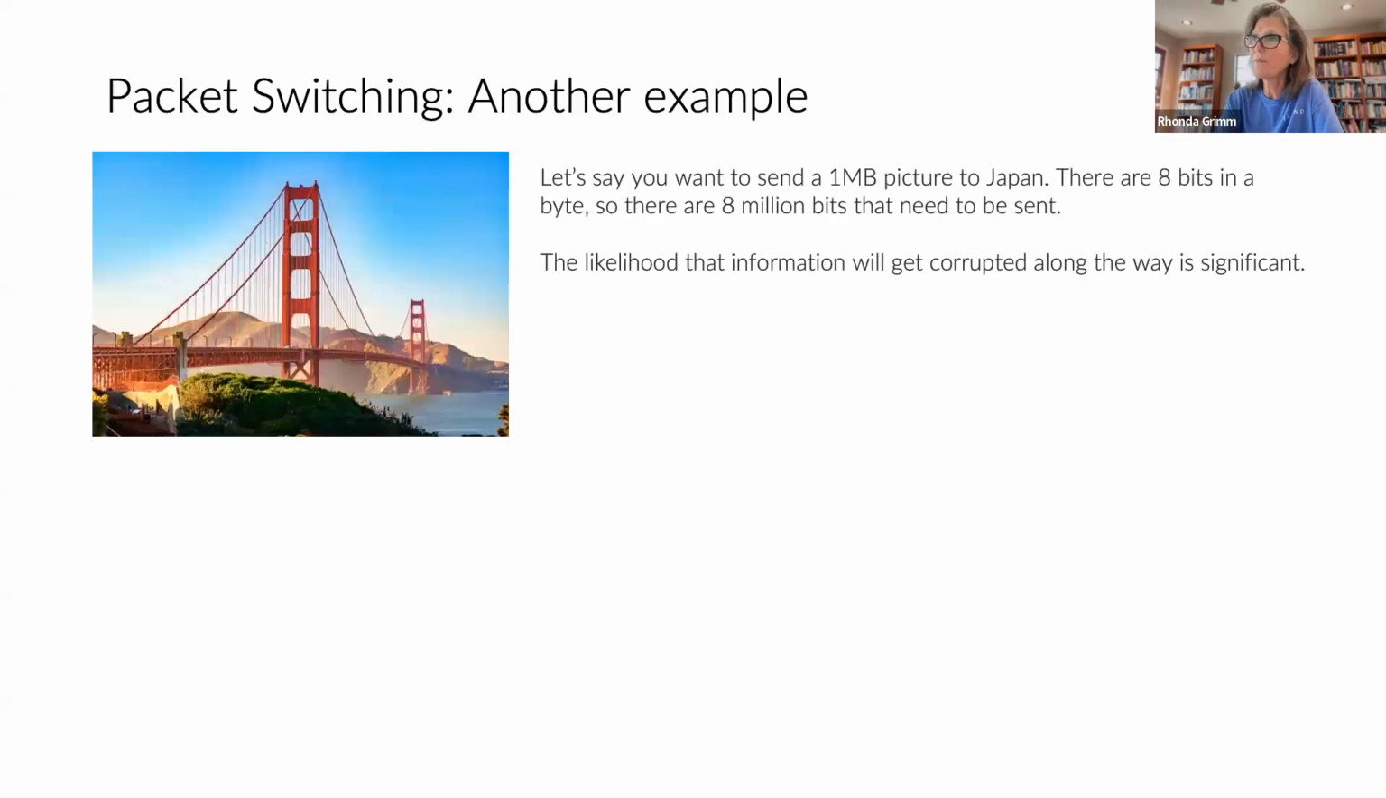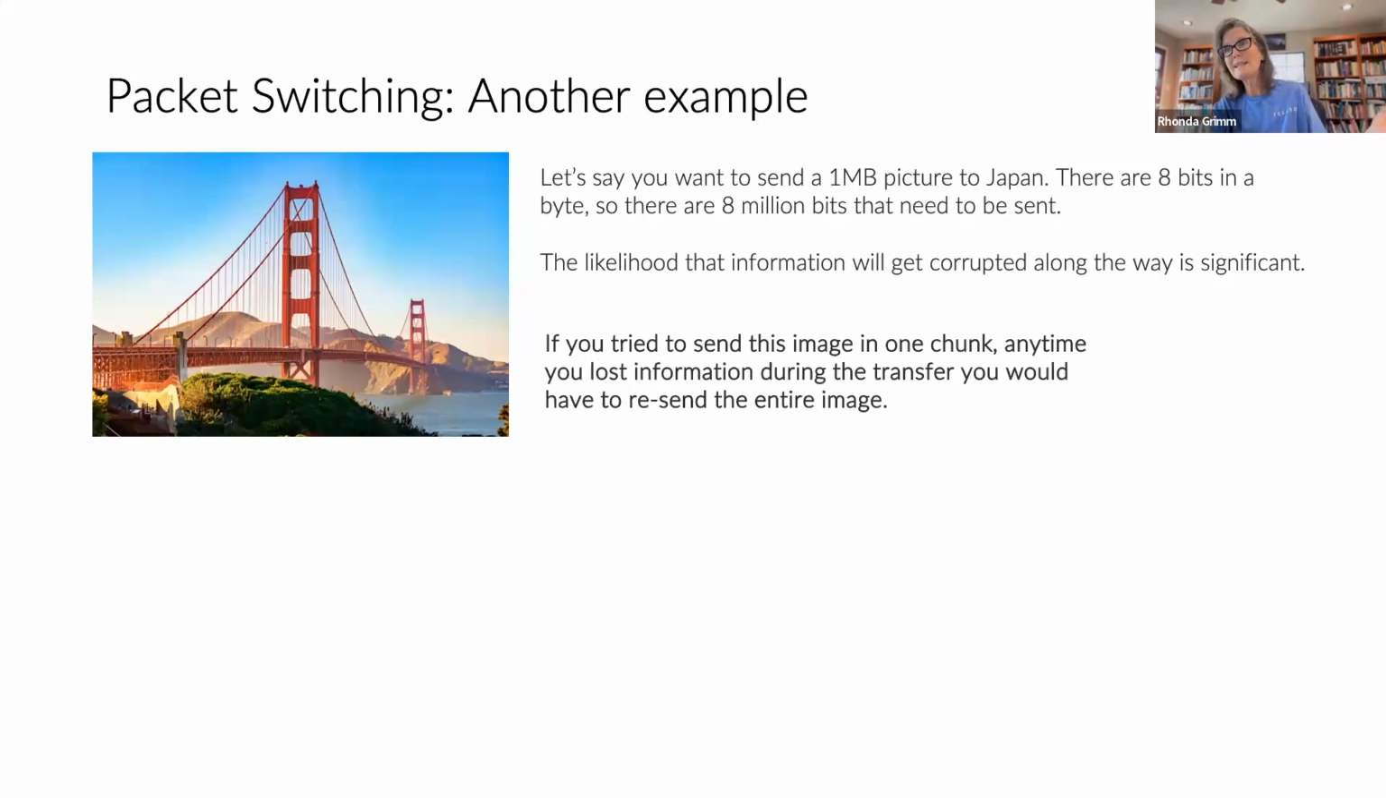So that's cool. Let's say you want to send a picture. It's a 1 megabyte picture, and you want to send it to your buddy in Japan. There's 8 bits in a byte, so there's 8 million bits in this picture. So what could possibly go wrong? The likelihood that something's going to get corrupted. If you tried to send it in one chunk, you're going to lose some information, and then you'd have to start all over again.